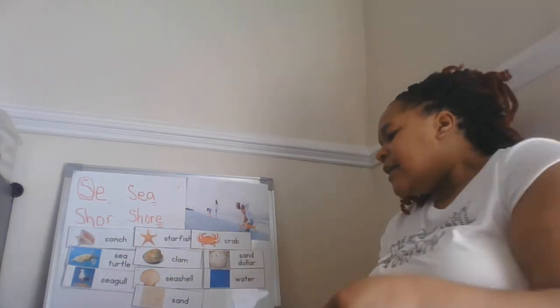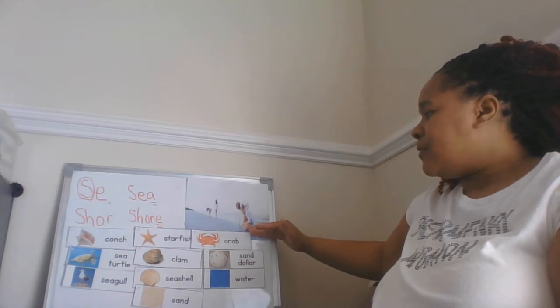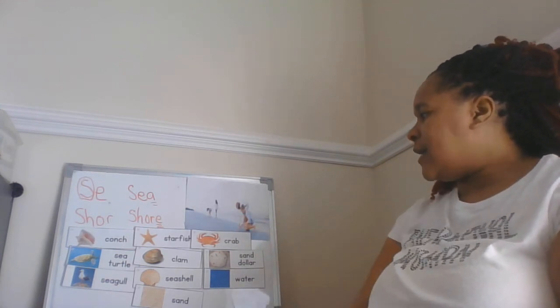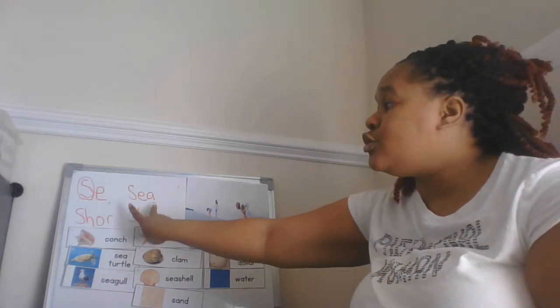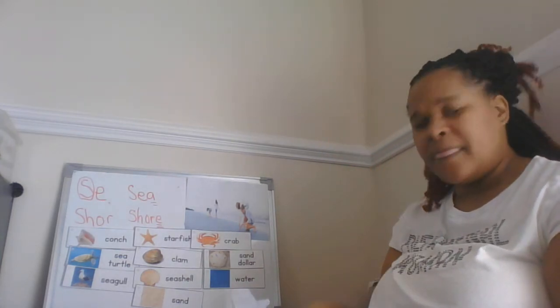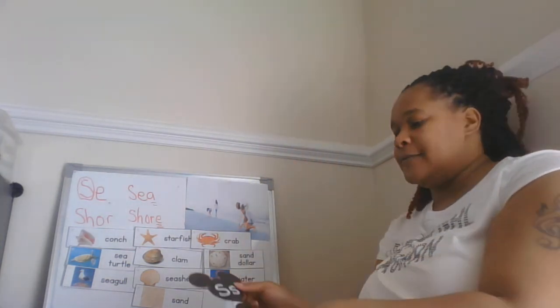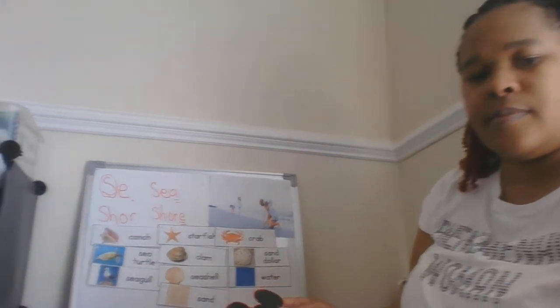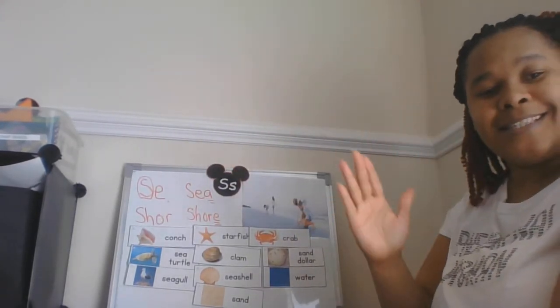Okay. Now, we discussed the seashore and what the seashore is. Okay? Now, we said seashore has two syllables and two words, so two and two. And it starts with what letter? What makes the sound? The S. The S makes the sound.